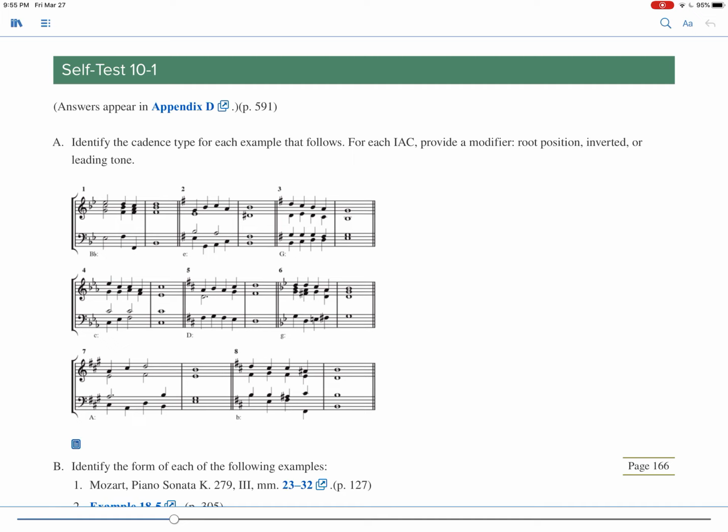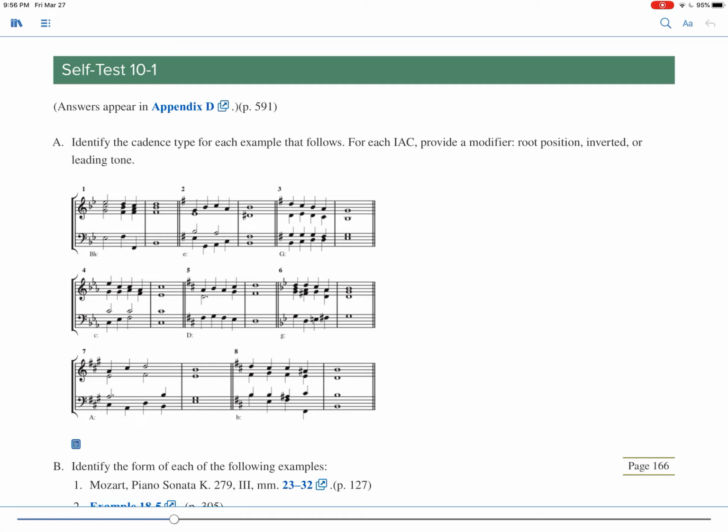Hi all, this is for Music Theory 2, Chapter 10, dealing with cadences, and I wanted to give you some examples on how to analyze a cadence. Right at the beginning of your self-test 10.1, there are a number of examples that have cadences, basically some brief two-measure excerpts with cadences at the end of them.